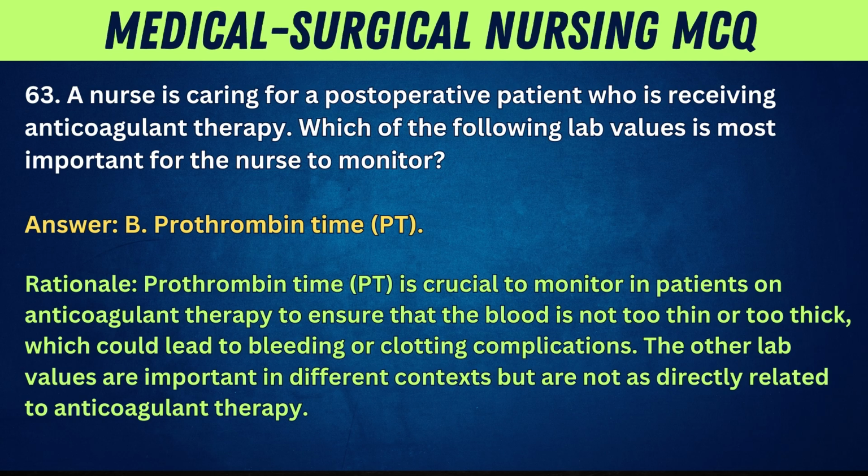Rationale. Prothrombin time, PT, is crucial to monitor in patients on anticoagulant therapy to ensure that the blood is not too thin or too thick, which could lead to bleeding or clotting complications. The other lab values are important in different contexts, but are not as directly related to anticoagulant therapy.